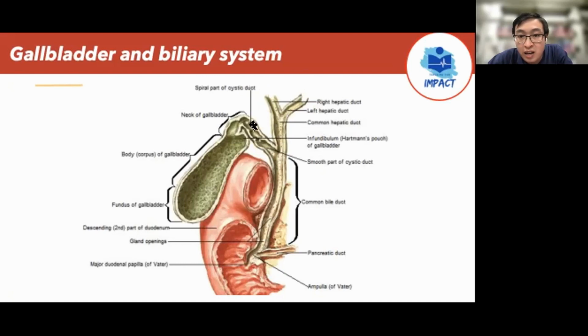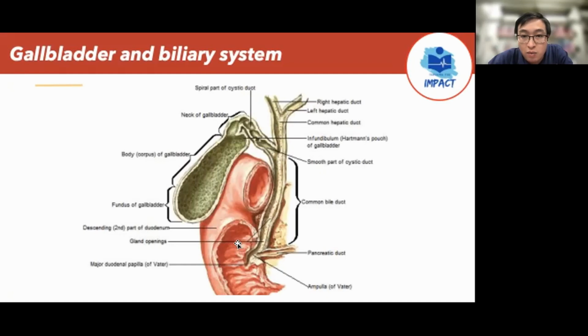So the right and left hepatic ducts then merge to form the common hepatic duct at the porta hepatis. And then after running a short course of about 4 centimeters, the common hepatic duct joins with the cystic duct to form the common bile duct. And then the common bile duct runs in the free edge of the lesser omentum behind the first part of the duodenum, and then burrows down between the pancreas and the second part of the duodenum, and then merges with the pancreatic duct to form the ampulla of Vater. And then empties into the major duodenal papilla on the posteromedial wall of the second part of the duodenum.